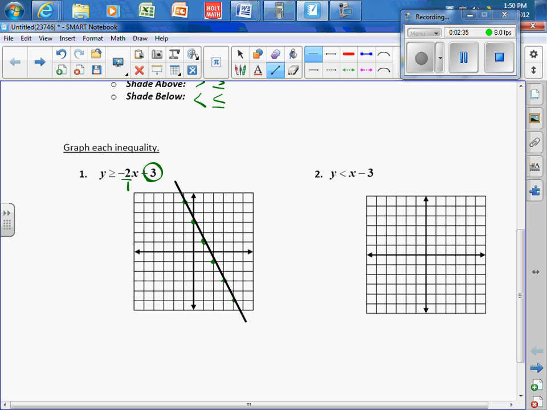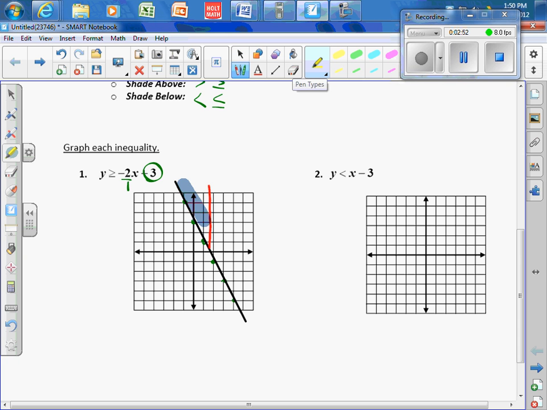Now, take your pencil and put it somewhere, anywhere on the line. Now, it says greater than, so we're going to be shading above. So from the line, from where you put your pencil point, go up. This is the side we're going to be shading. So we shade this side of the inequality. And this is saying that any point in that shaded area will satisfy this inequality.